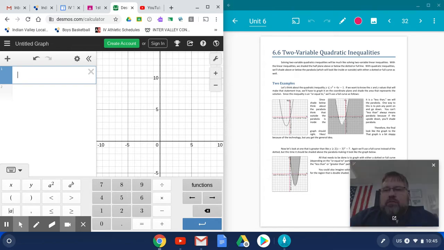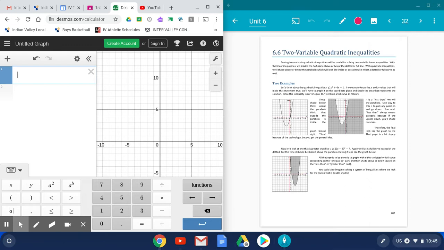Let's go to work. I'm going to do just like I did in section 6.5, where I jump right in, and we're going to be using Desmos for 6.6 as well. Chapter 6, the Desmos chapter. We're going to be using Desmos to graph these inequalities, and so let's just jump right into the work.